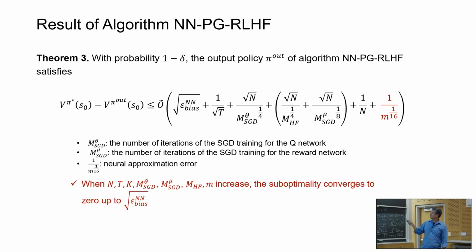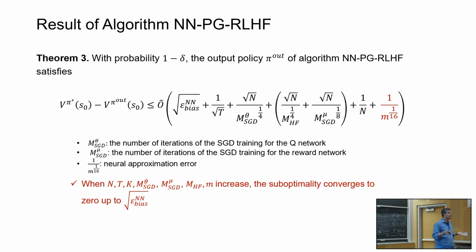Here, the reason we get 1 over m power 1 over 16 is basically we assume that the Q function and the reward function belong to some RKHS, okay? And in particular, the NTK RKHS. And then you're approximating the kernel by a neural network. And further, the neural network parameters change over time. So there are too many things that are deviating from the original RKHS. Adding all of that together, it gives a 1 over m power 1 over 16.